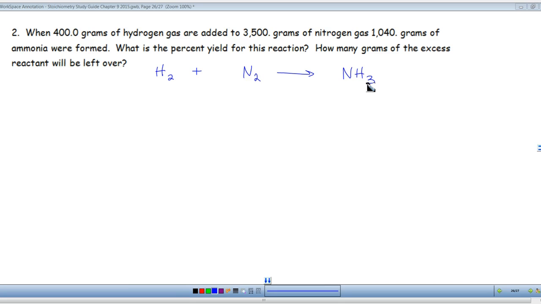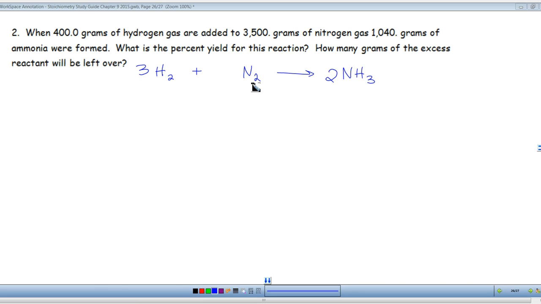We need to balance. The hydrogens are not balanced. I see 3 and 2, so we're going to go for 6. 3 times 2 is 6. 2 times 3 is 6. And what do you know? 2 nitrogen, 2 nitrogen. Perfect. All right, so part 1, get the balanced equation.